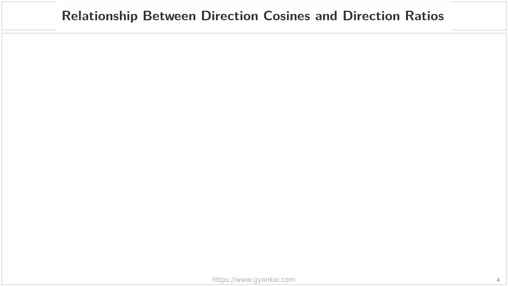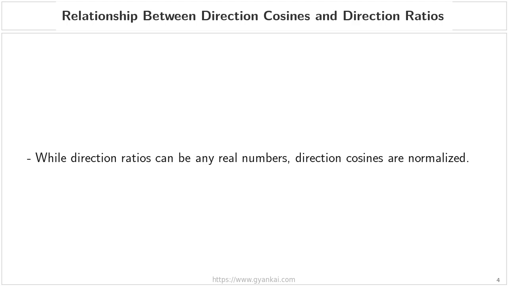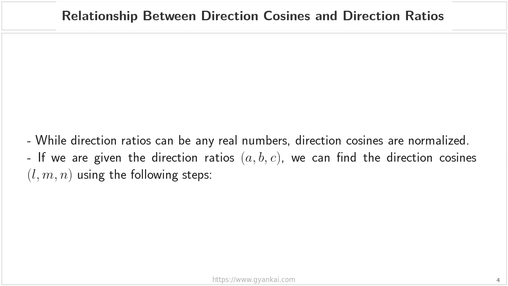Relationship between direction cosines and direction ratios. Now that we understand that direction ratios are simply proportional values, you might be wondering, if they can be any numbers, how do we get back to the precise direction cosines we studied earlier? This brings us to the relationship between the two. While direction ratios can be any real numbers, they can be huge or tiny. Direction cosines are normalized. This means they are scaled specifically so that the sum of their squares always equals 1. So, if you are given a set of direction ratios, let's call them a, b, and c, you can find the corresponding direction cosines l, m, and n by following a simple two-step process.